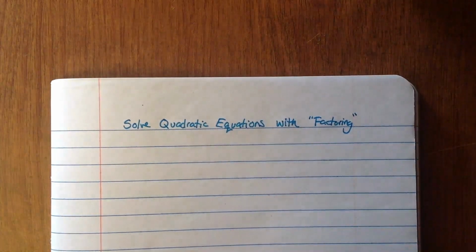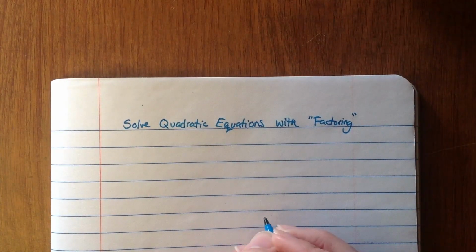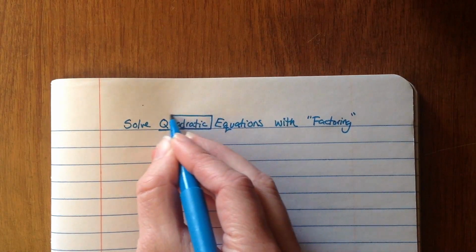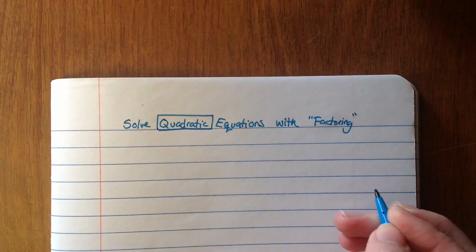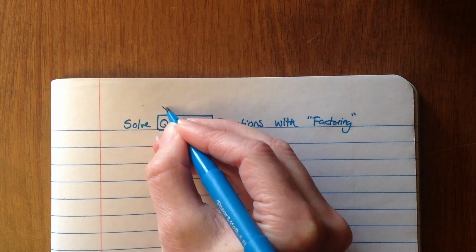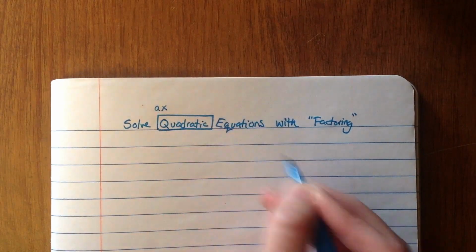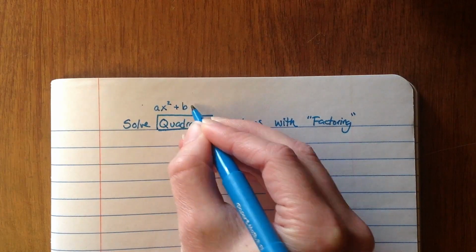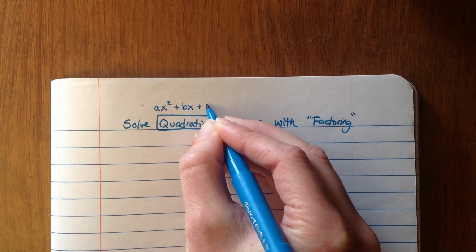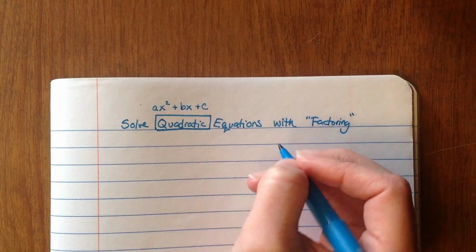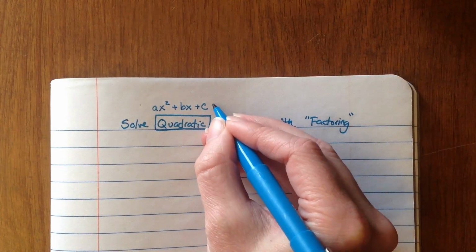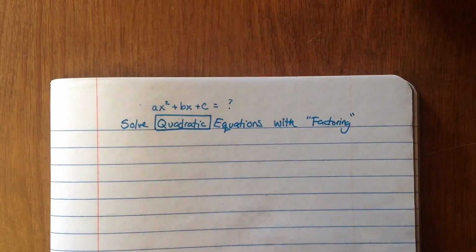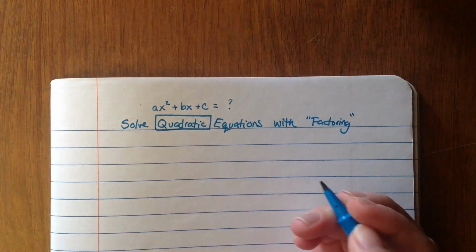And so remember, this is the last unit. We're going to be working with quadratic equations. If you'll remember, quadratic just means that something is in the form ax squared plus bx plus c. And equation just means that this is going to be set equal to something. And so that's what we're going to learn. We're going to learn how to solve this.